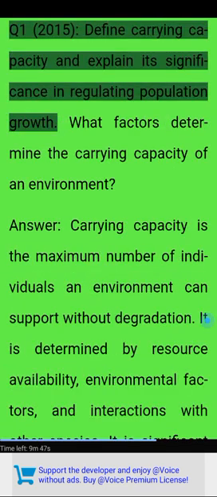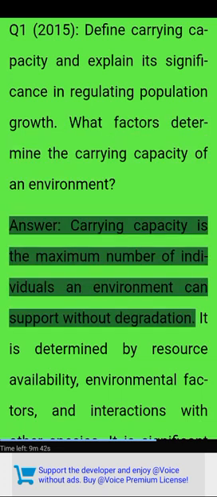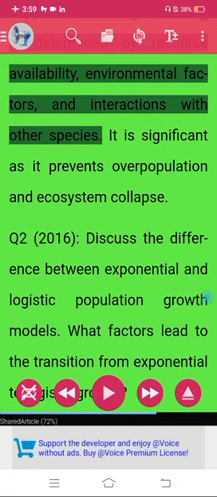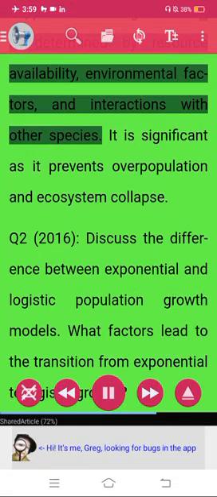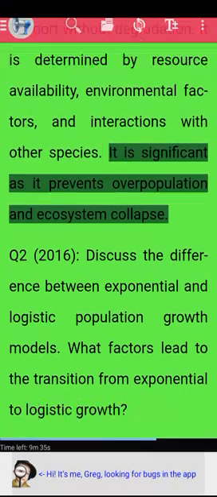Previous year questions. Q1, 2015. Define carrying capacity and explain its significance in regulating population growth. What factors determine the carrying capacity of an environment? Answer. Carrying capacity is the maximum number of individuals an environment can support without degradation. It is determined by resource availability, environmental factors, and interactions with other species. It is significant as it prevents overpopulation and ecosystem collapse.